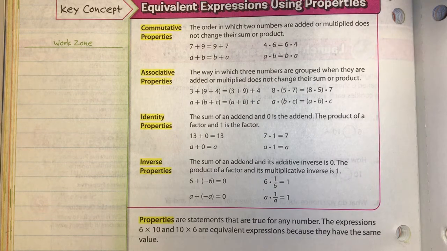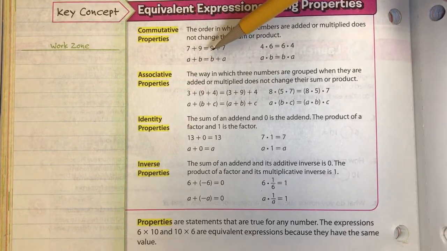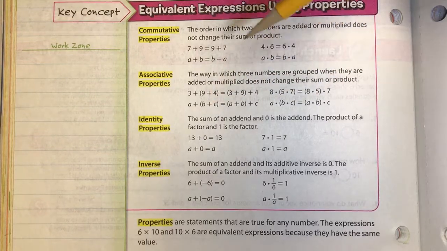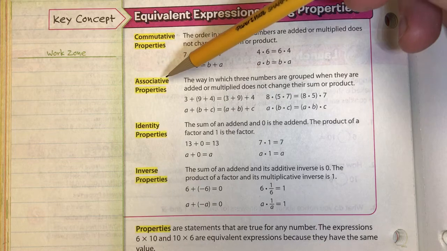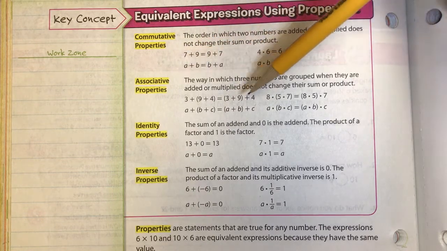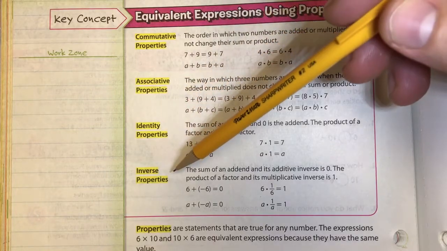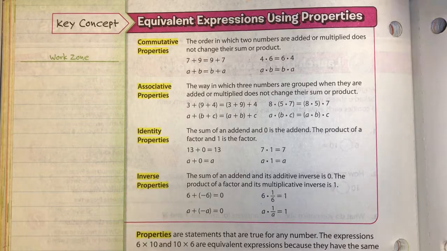Properties are just rules that are true for any number, and they're kind of like shortcuts. If we know the property, we know what's going on, and there are addition properties and multiplication properties throughout today that we're talking about. So for our commutative properties, there's addition and multiplication. Associative properties, you see addition and multiplication, and then on down through the list with our identity properties and inverse properties. These are not properties for subtraction or division.